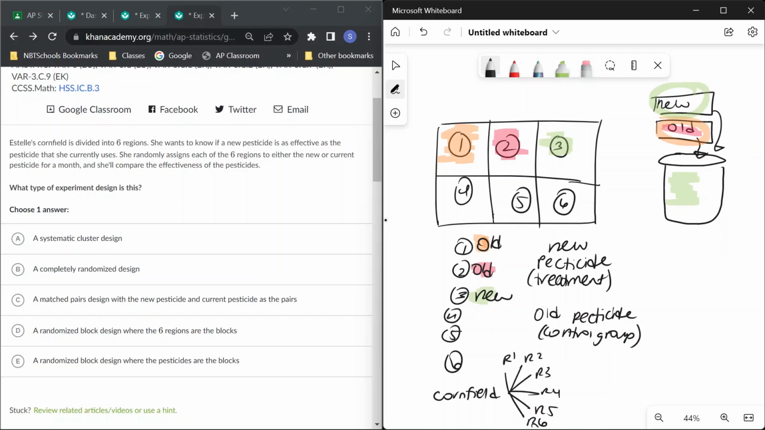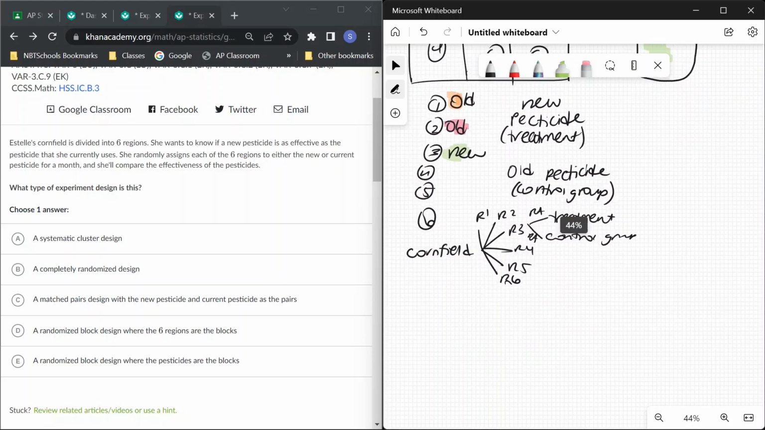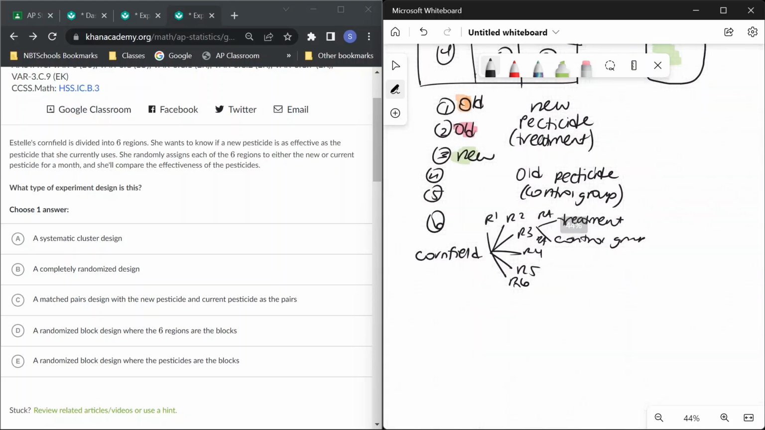And then each region, that doesn't make sense, is randomly assigned a treatment. Or is not randomly assigned a treatment. So like Region 3 would be randomly assigned a treatment or a control group. That doesn't make sense though, because they're not both assigned. It's not like the region can be separated.